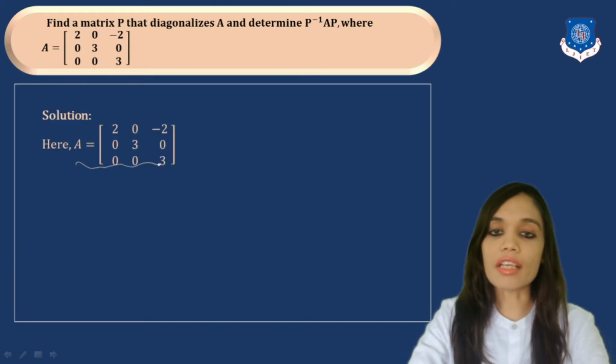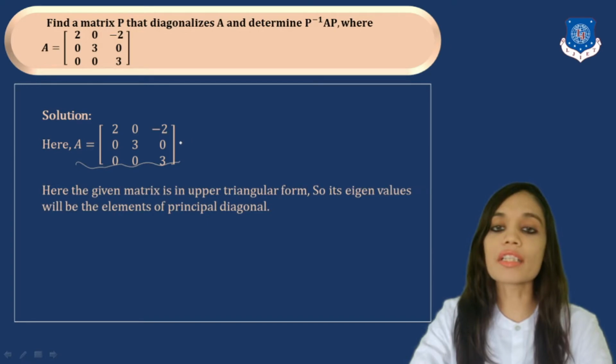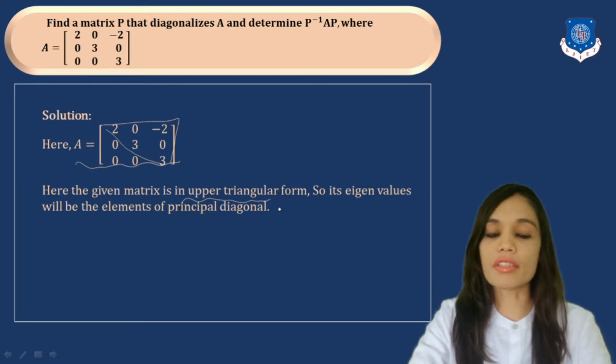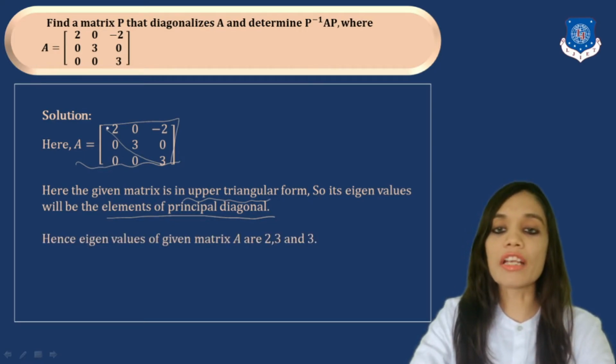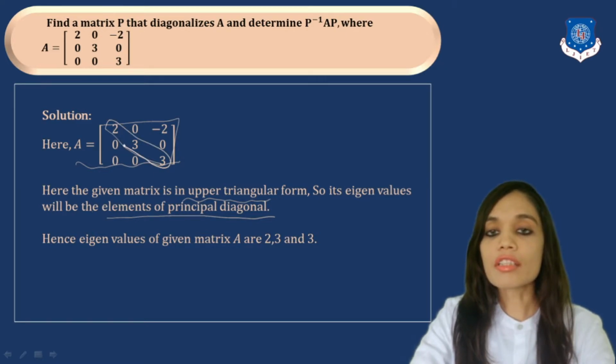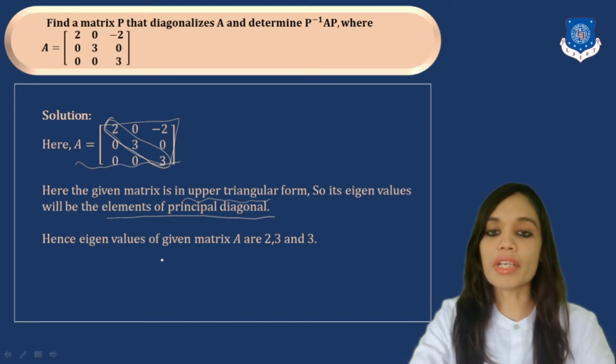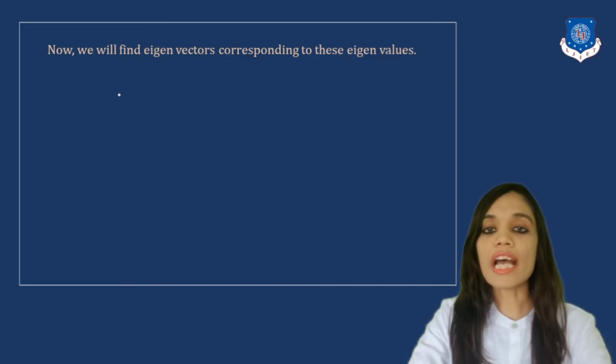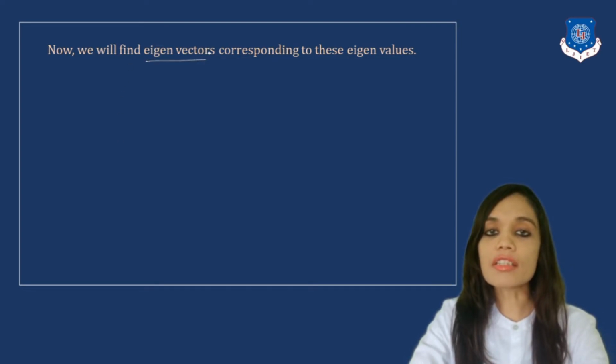So write the matrix A. Now we have to first find the eigenvalues. But here you can see that our given matrix is of the form upper triangular matrix, right? So its eigenvalues will be the principal diagonal elements, right? So therefore the values of lambda will be equal to what? 2, 3, 3. These are your principal diagonal elements, right? So now our task is to find the eigenvectors corresponding to these eigenvalues, right?